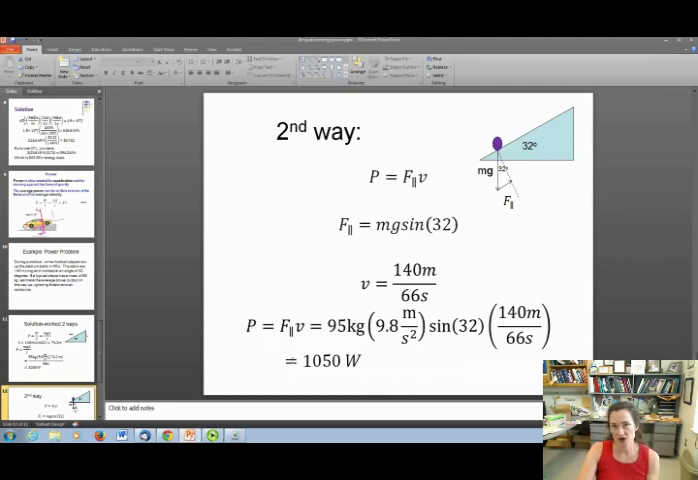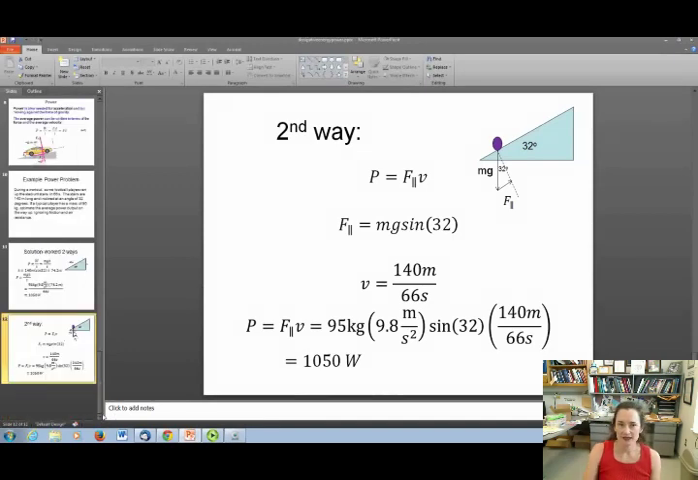So now let's take power is equal to F times v. So you've got 95 kilograms times 9.8 meters per second squared times the sine of 32 times the velocity, 140 meters divided by 66 seconds, and you multiply all that out, and yet again, you're going to get 1,050 watts, only keeping a certain number of sig figs. So you can see you end up with the same value, okay, just approached from two different ways. So depending upon the problem or depending upon the way that you look at the world, you might find one of these ways more useful than the other. All right. So that's some example power problems, and that concludes what we're doing with Chapter 6. I'll see you in class.